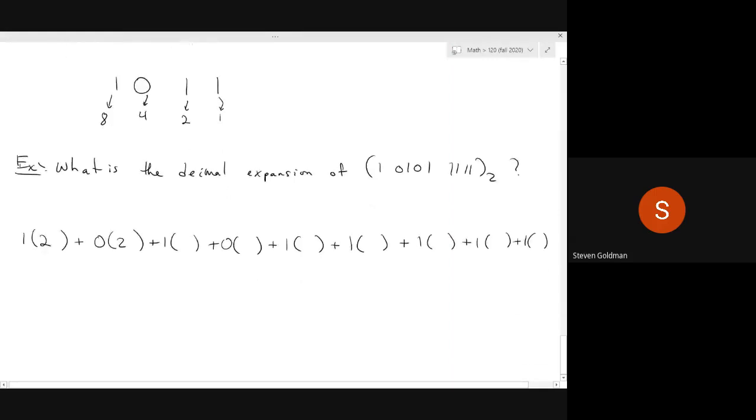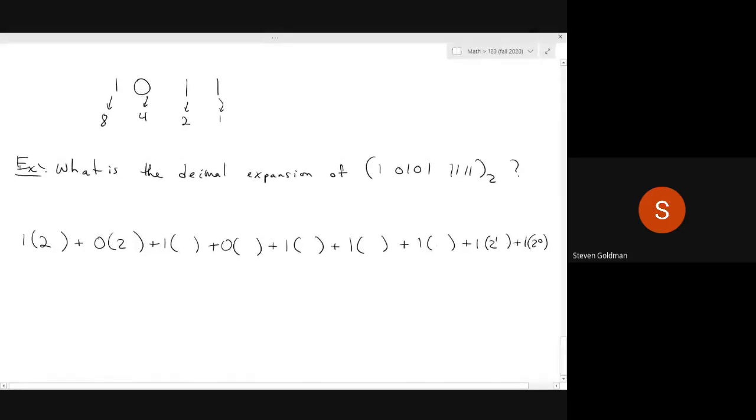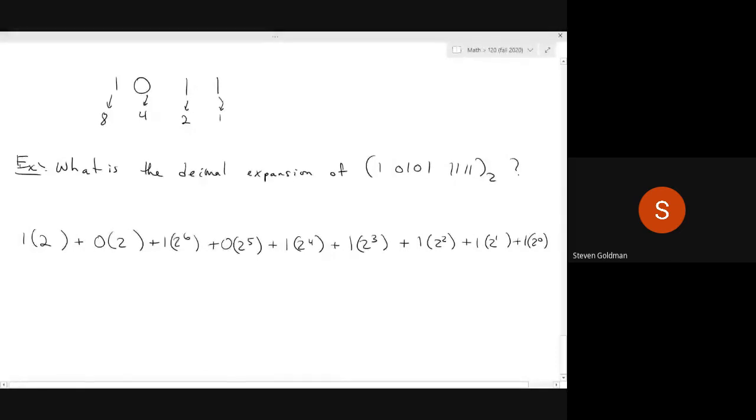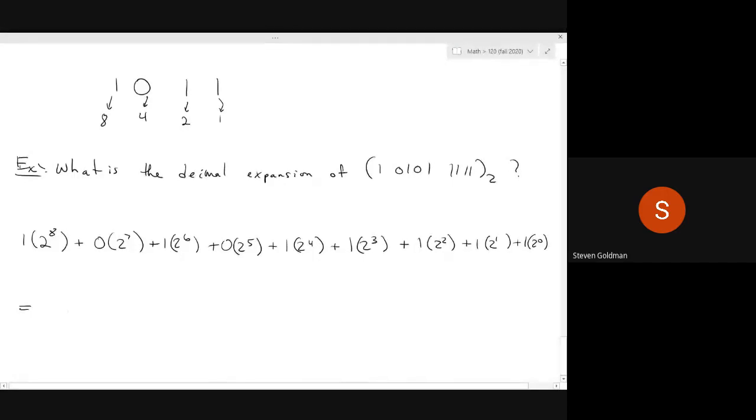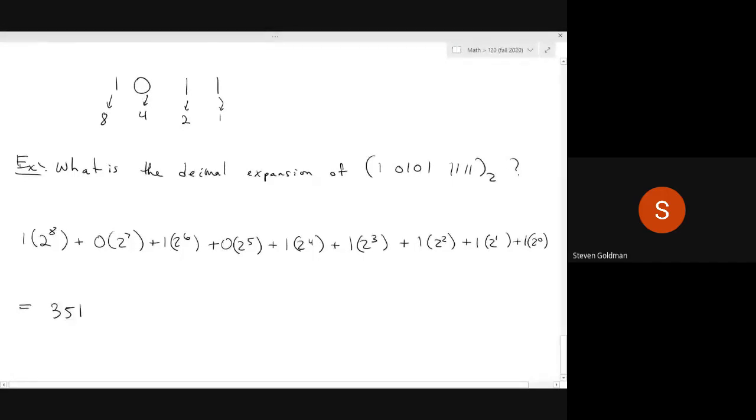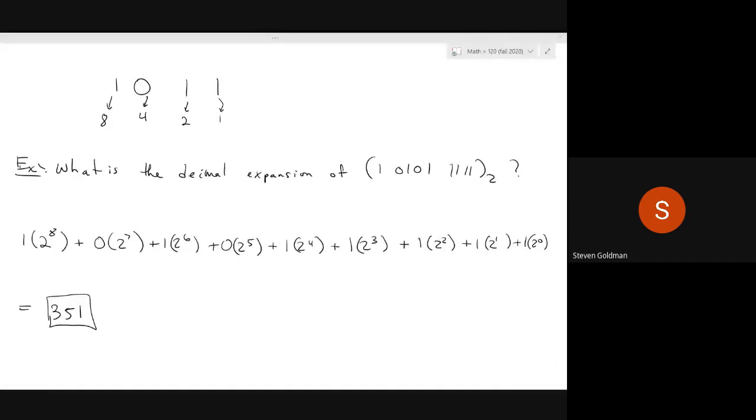Starting all the way out on the right, that's 2 to the power of 0, times 2 to the power of 1, 2 squared, 2 cubed, 2 to the 4th, 2 to the 5th, 2 to the 6th, to the 7th, to the 8th. Multiply and add that all up, and you'll get that this thing is equal to 351. So that is its decimal expansion. I'll just leave it like that. That would be the answer. So this is the number 351 written in binary.